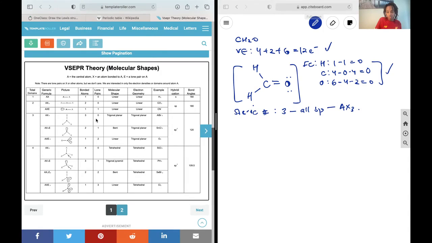and 0 lone pairs. And so what that is going to look like is we will have C attached to O, and then the H and the H. And this is what it's going to look like. It will be trigonal planar in both its electronic geometry and its molecular geometry.